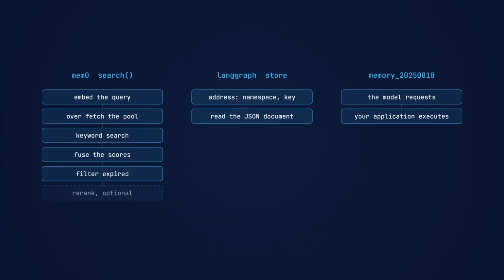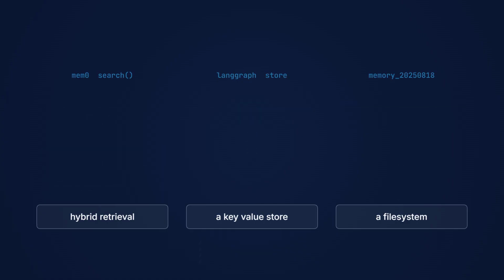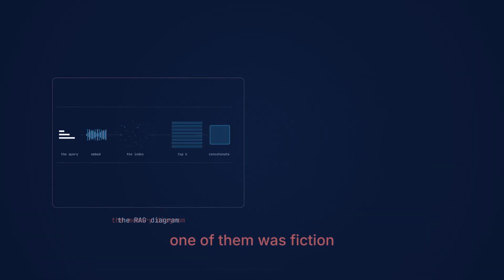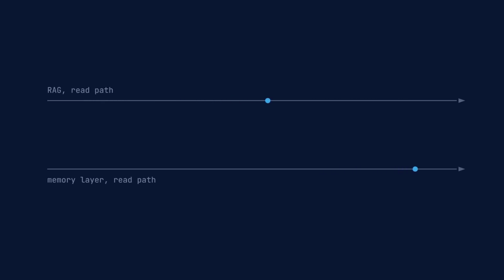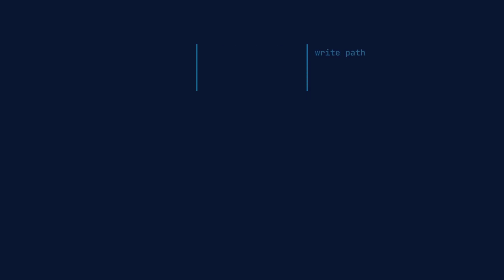So here is the concession, and I want to say it plainly because our category usually does not. For these systems, at read time, there is no distinct memory mechanism. The skeptic is right. If you drew 2 different diagrams for the read path, one of them was fiction. Now the part where it stops being true. The difference is not on the read path. It is on the write path, and there it is real.